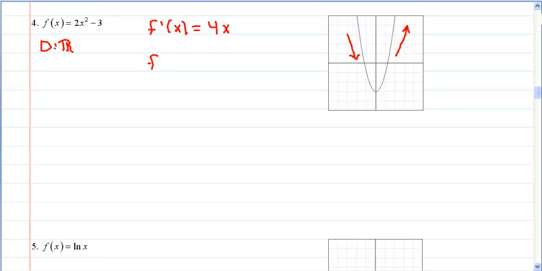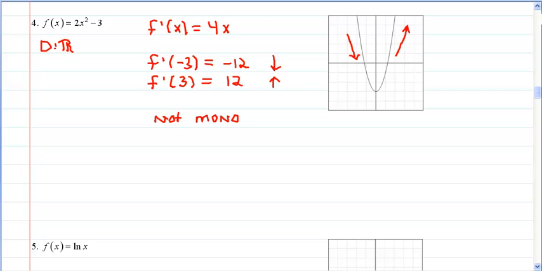and if I take f prime of negative 3, you can pick any numbers you'd like, and then f prime of 3, the derivative will give me a different sign, and since the signs are different, this tells me that it's decreasing, this tells me that it's increasing, therefore it's not monotonic. And if it's not monotonic, it does not have an inverse.